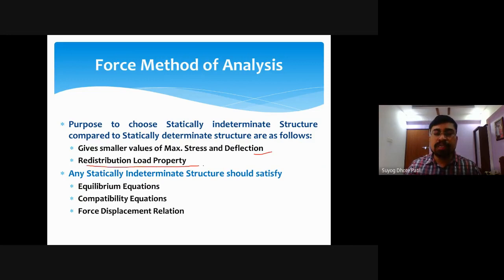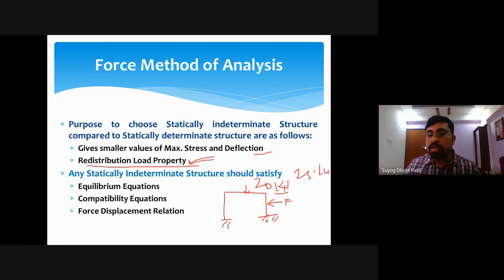Redistribution of load property means that if I apply a load to a particular structure, and the structure is fixed, all of this structure is fixed. Suppose I design this frame for 20 kilonewton, but due to some faulty design, whatever material we have used for the horizontal and vertical members is faulty. It is designed for 20 kilonewton, but I have applied say 25 kilonewton.